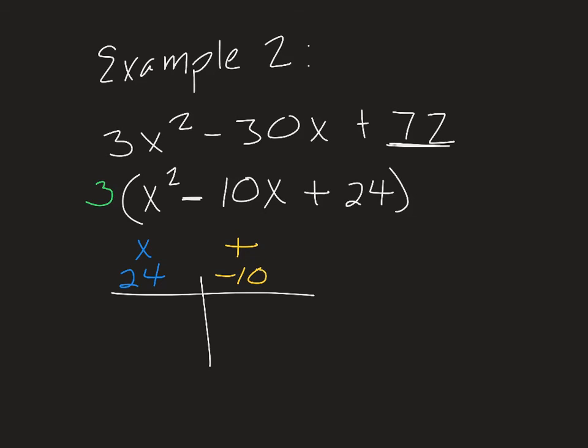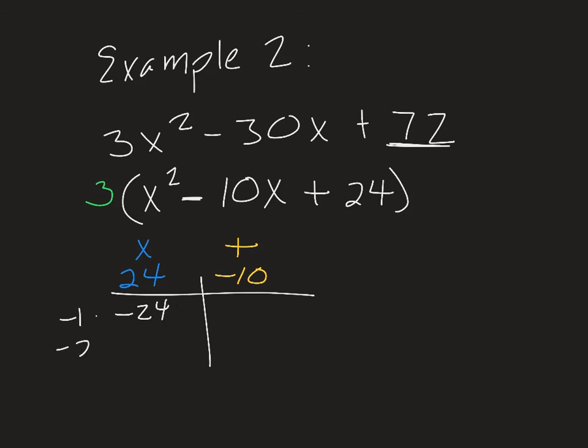So in this case, that'll be negative 10. Because that 10 is negative, I know I'm probably going to have 2 negative numbers. So let's figure that out. What can I multiply to get 24? I could do negative 1 and negative 24. Obviously, that doesn't add up to negative 10.